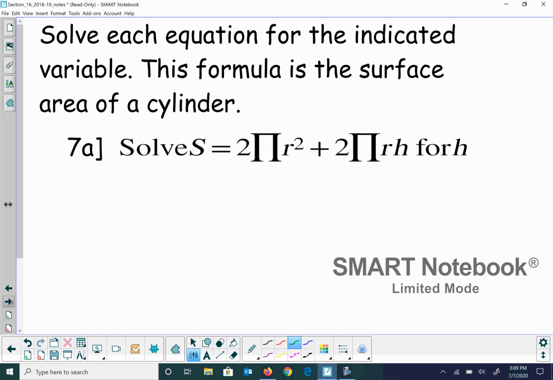Solve the equation for the indicated variable. This formula is the surface area of a cylinder, so this came from geometry. So we want to get our h by itself. Okay, so I'm going to subtract 2 pi r squared from both sides.